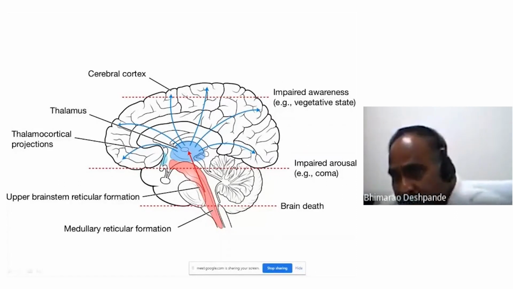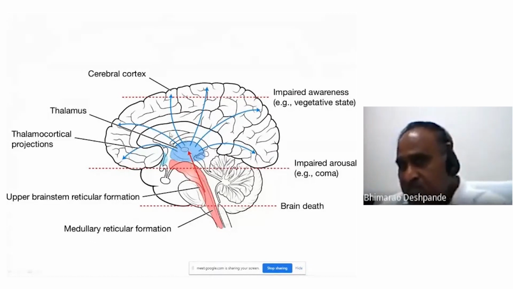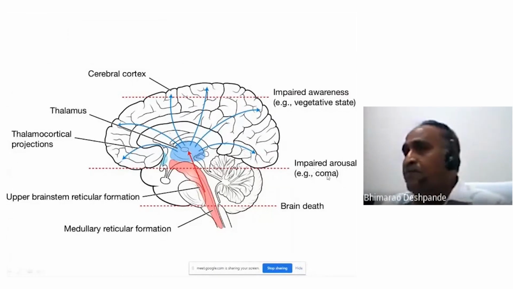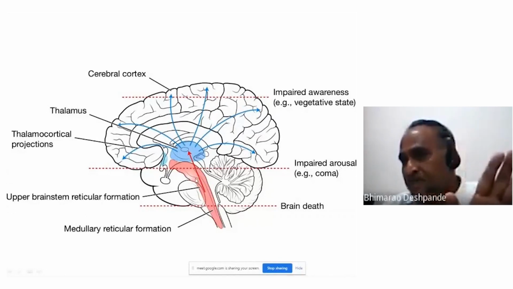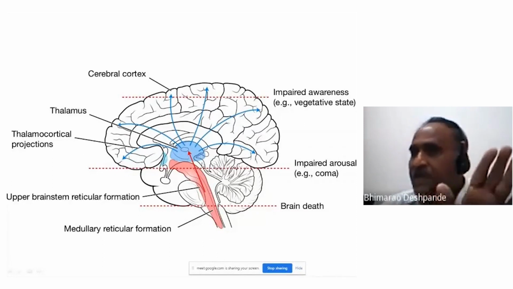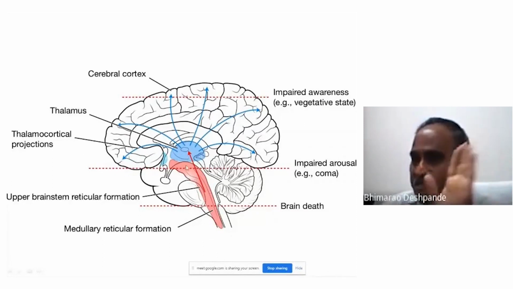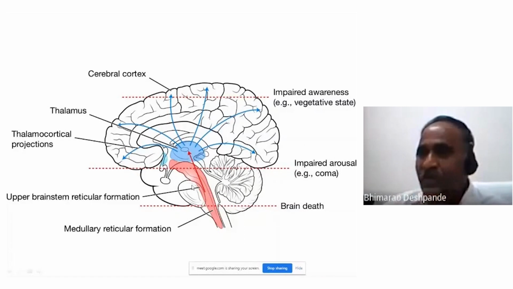Now, if this dashed line is cut, what is happening? The entire reticular system, this is the reticular system there, is disconnected from the thalamus. This is the thalamus. And if this is disconnected, he will go into a coma. Temporarily, if I suppress these activities, that is anesthesia. Or temporarily, in normal conditions, this activity is lowered.